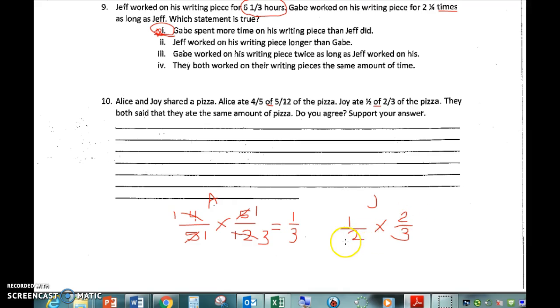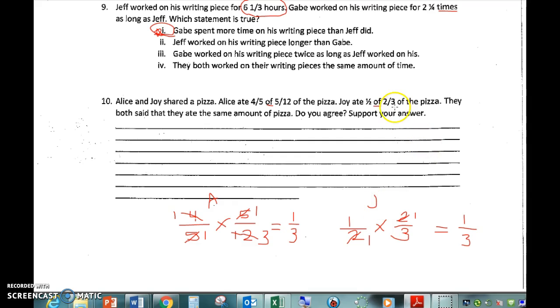I have another opportunity here to do some cross-reducing ahead of time. So we've got a 2 across from a 2 diagonally, and what I can do is divide them both by 2, and they'll both turn into 1s then. And this is simple. I got 1 times 1, which is going to be 1, obviously. And then I got 1 times 3, which will be 3. So they both had 1/3, as you can see here, which is proof that it was equal.